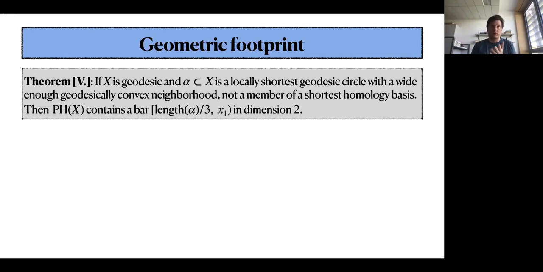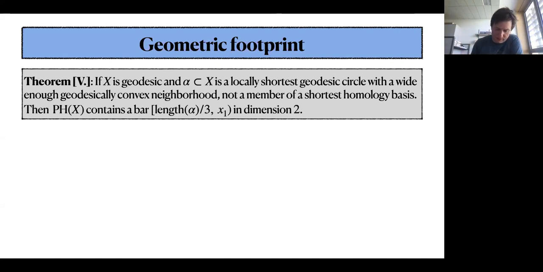So much for combinatorial footprint. The next footprint will be a geometric footprint. So in combinatorial footprint, we kind of wanted to embed persistent homology of a subspace into persistent homology of the entire space. Now, geometric footprint is a bit different. It will tell you that certain embeddings of, let's say, geodesic circles again, generate some new homology elements.